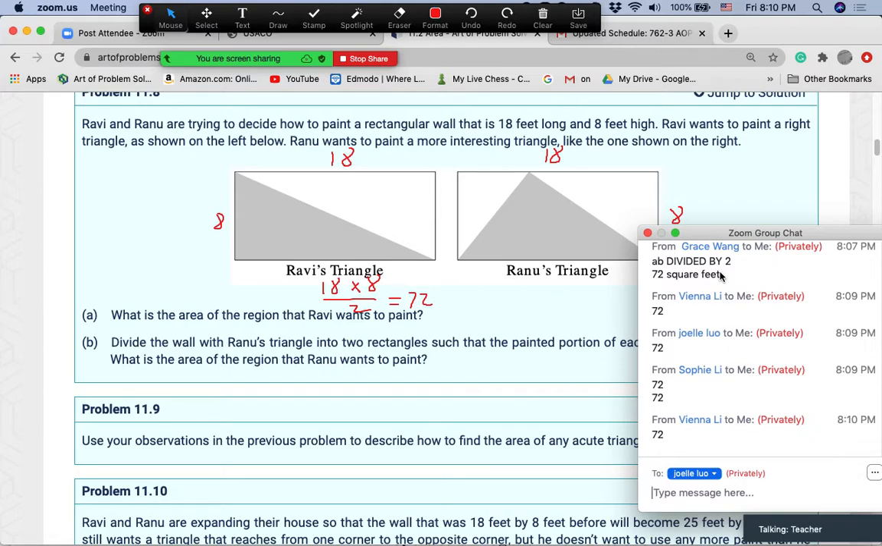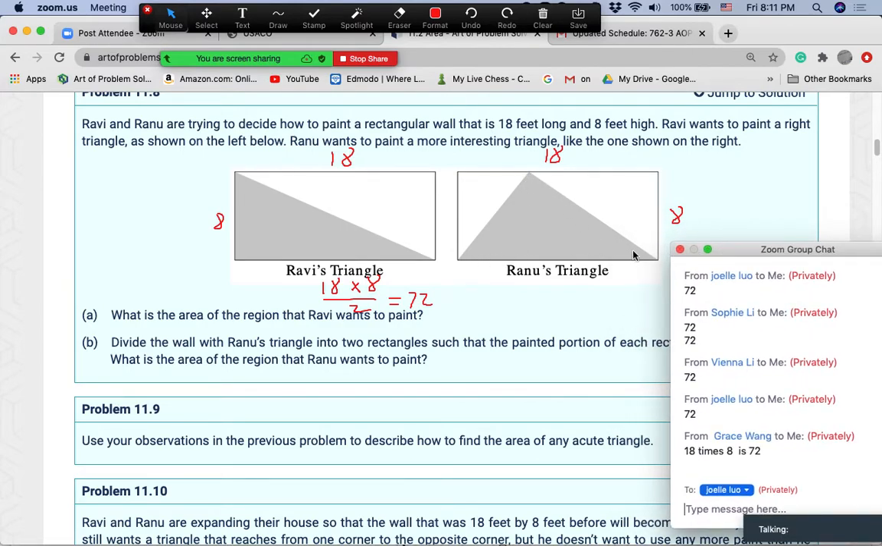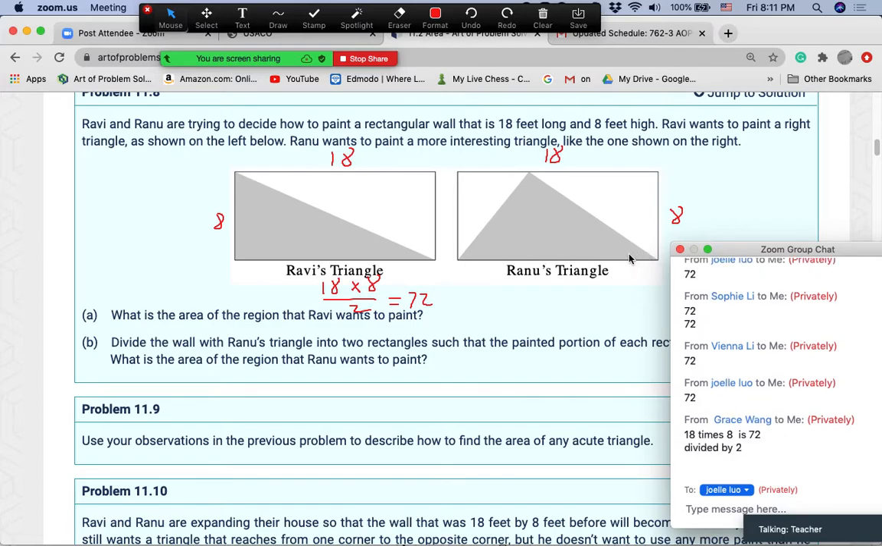Okay, you got the same answer, 72. Sophie got it correct. Vienna got it correct. Julia got it correct. Very good. Ranu's triangle also has area 72, because the base is 18 and the height is also 8. So 18 times 8 divided by 2, you get the same answer, also 72. Very good.